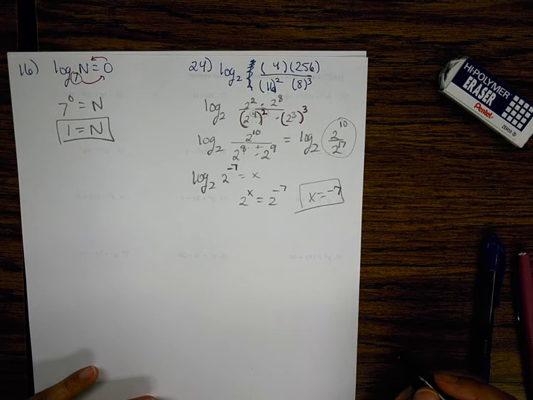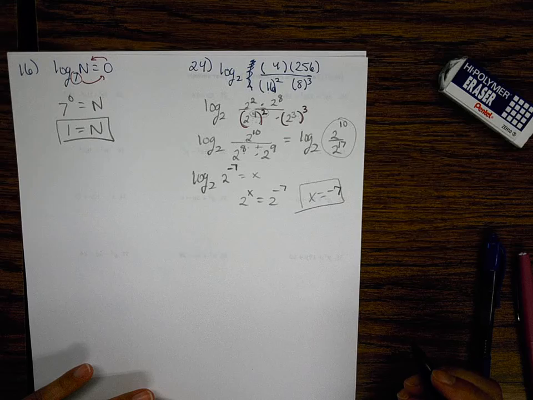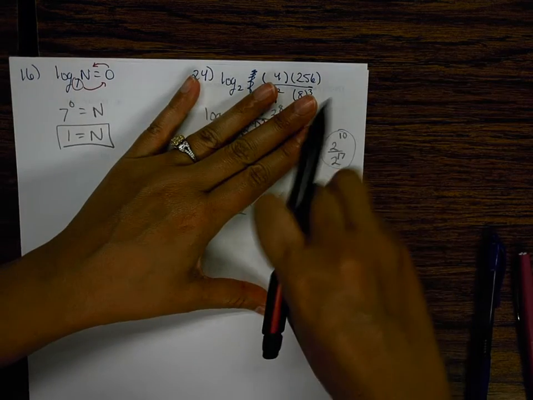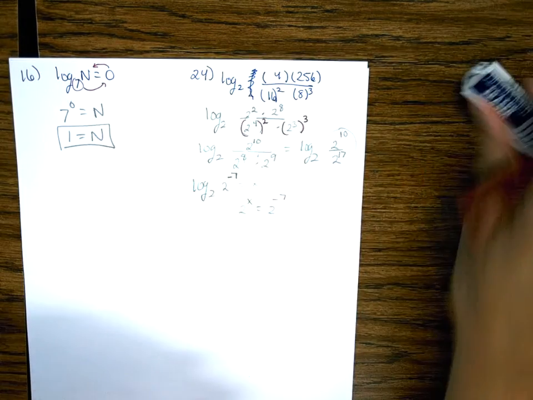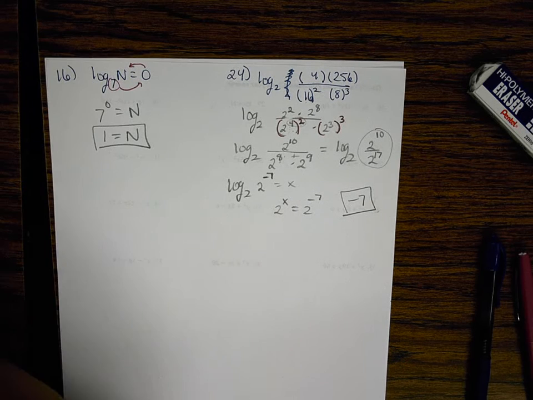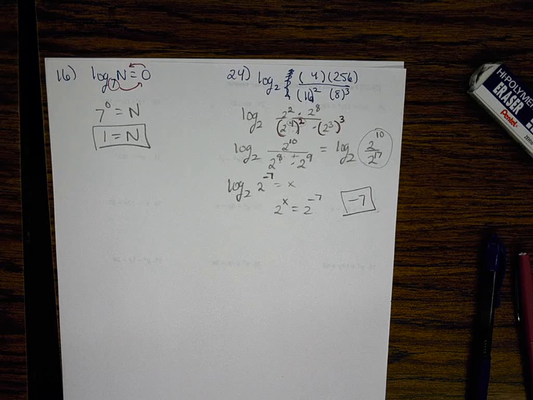That was a heavy one. So 24 asked us to simplify, so simplified is negative 7. I'm going to erase the x because there was no x there to begin with. In simplified form is negative 7. All right. I'm moving on to number 25.